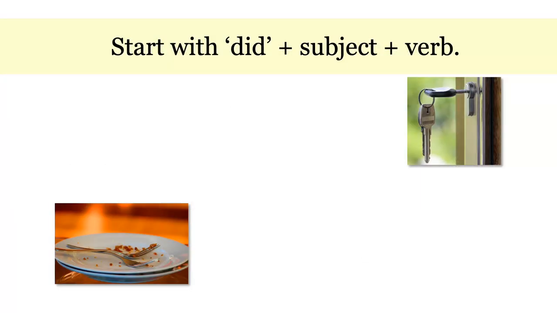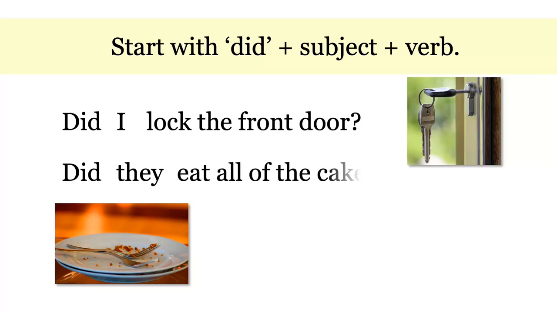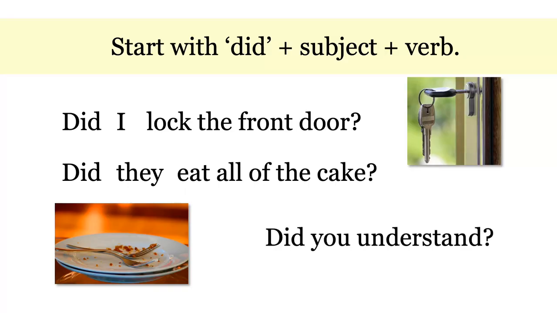Now you know how to form yes/no questions in the simple past. Start with did, then put the subject, and then put the verb and any other information. Did I lock the front door? Did they eat all of the cake? Did you understand?